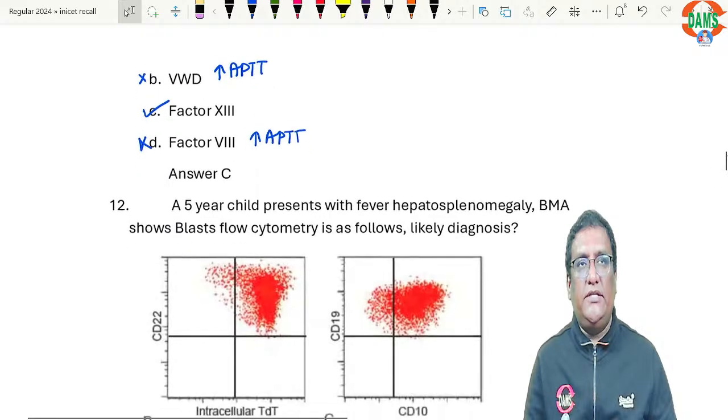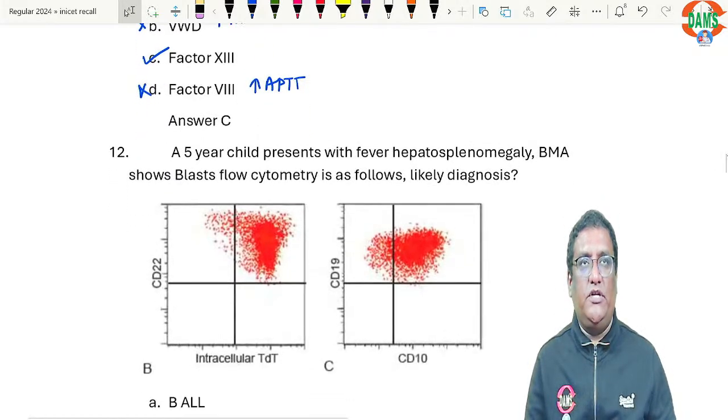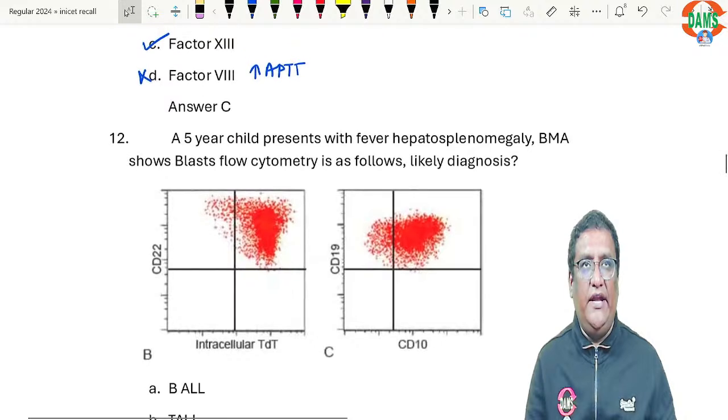Next is question number 12. Let us look at what the question is. Factor 13. Yes, correct. Factor 13 deficiency.